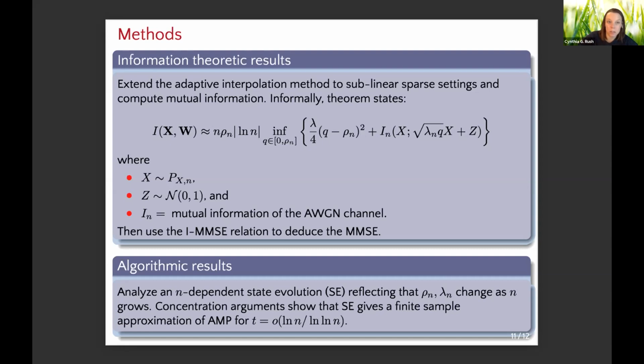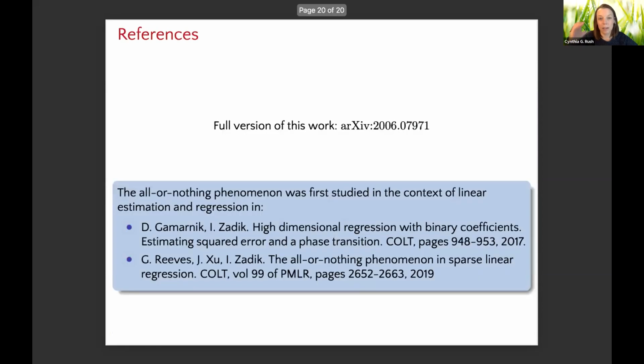However, in the sublinear sparsity regime considered here, we have to use finite sample techniques that were first developed in my work with my co-author, Ramji Venkataramanan. And this allows us to find the algorithmic phase transitions. So that's all I wanted to say. The full version of the work is on arXiv, and I'll also mention that the context of sublinear sparsity and all-or-nothing phenomenon has also been studied by some other folks as well. So thanks.